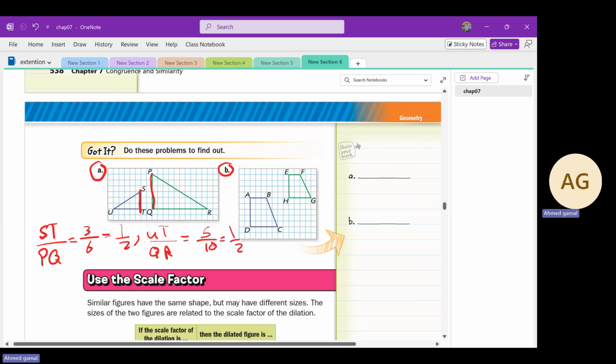equals half. We divided two sides; no need in the right triangle to divide the third side, the hypotenuse. So we can say that the two triangles are similar because when we divided the sides by each other, it gave the same answer. So we can write that triangle STU is similar to triangle PQR.